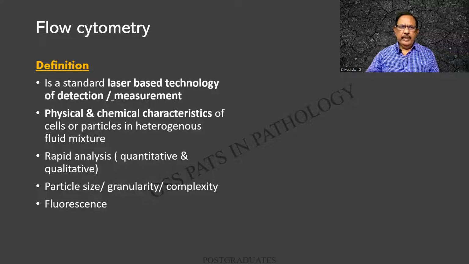Coming to the definition, it is a standard laser-based technology for detecting and measuring the physical and chemical characteristics of a cell or a particle. It is used for rapid analysis, both quantitatively as well as qualitatively. Quantitatively means maybe the number of cells of a particular lineage and the number of particles, etc. Qualitatively is further subclassifying them so that we get a more precise diagnosis. There can be an assessment of the particle size, the granularity, and the complexity within the cells. Fluorescence adds to the armamentarium.